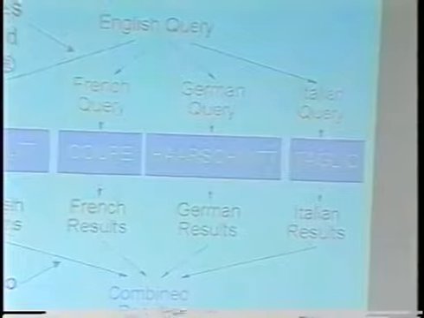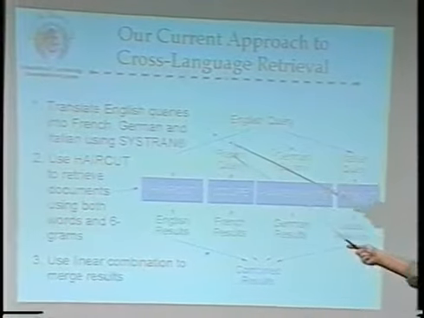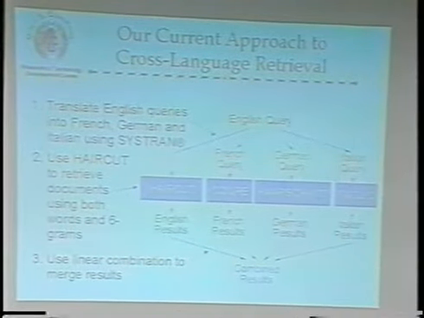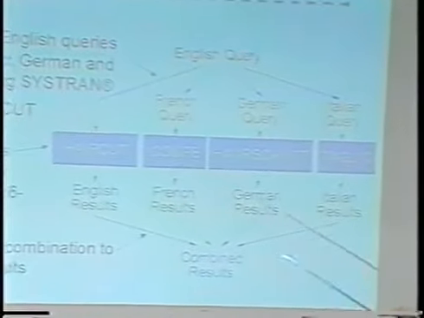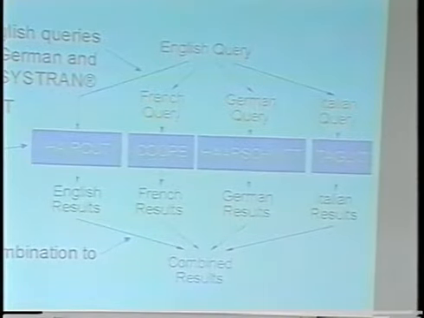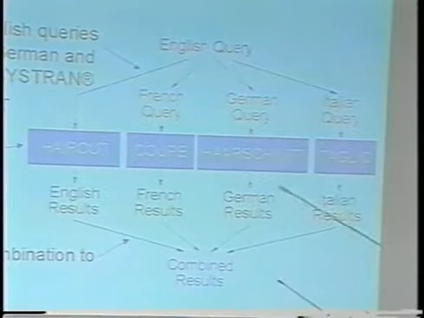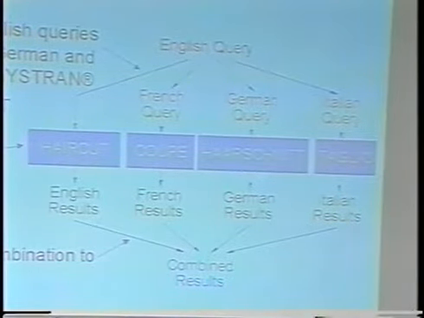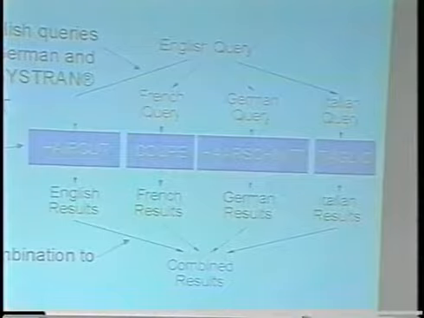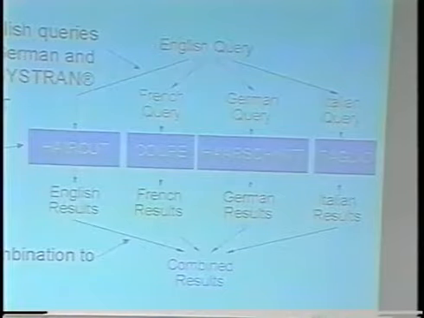And here's our approach to it, which is just as basic as we could get. We use commercial translation software just to translate the query in our base system. We actually do some more interesting things as add-ons. But basically, we take Systran, which is this commercial package. You can buy it for $100 or something. We run the query through it to get French, German, and Italian. We have a separate version of HAIRCUT for each language and indexing documents for that language. And then we get results from each language, and we use this linear combination technique to combine the scores.